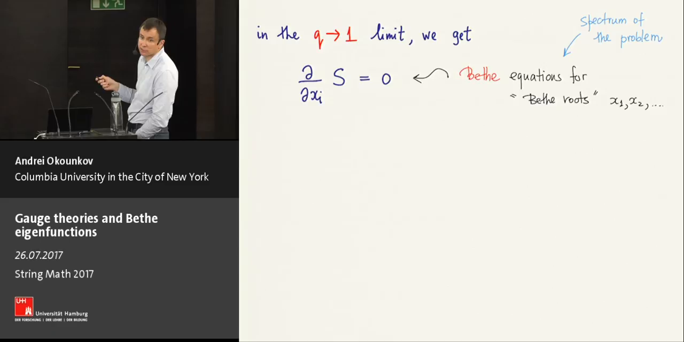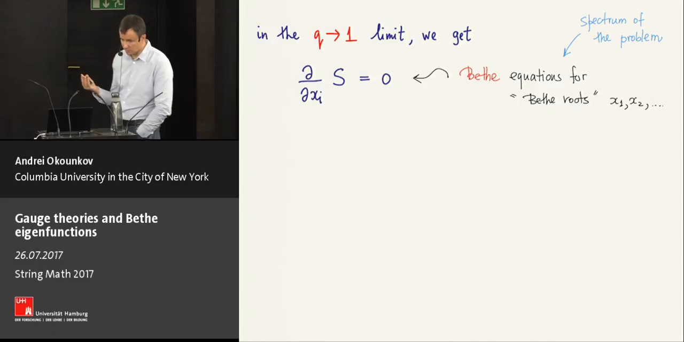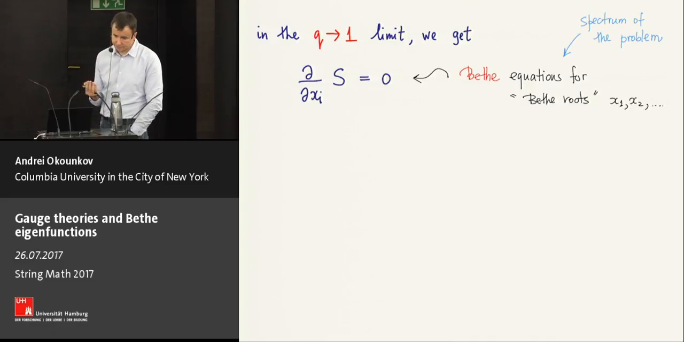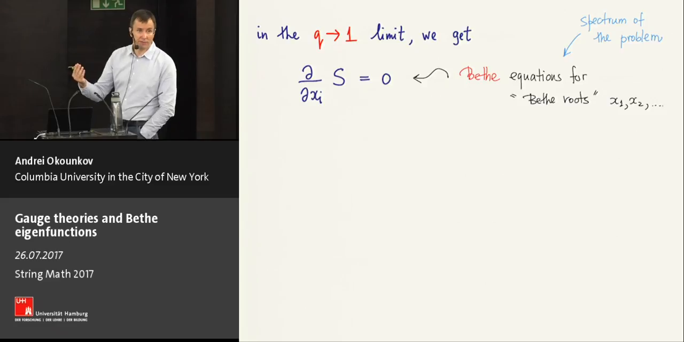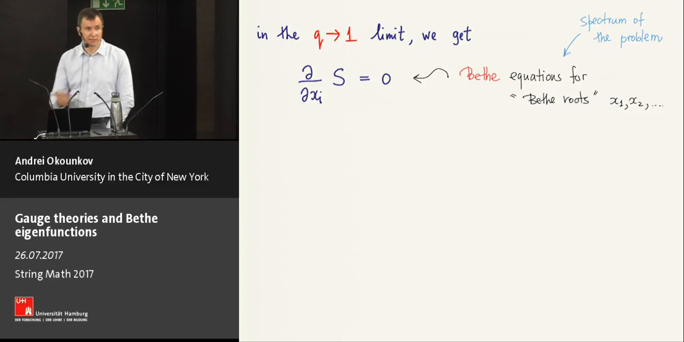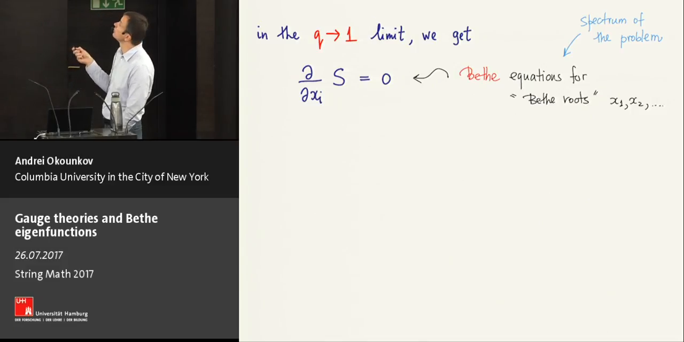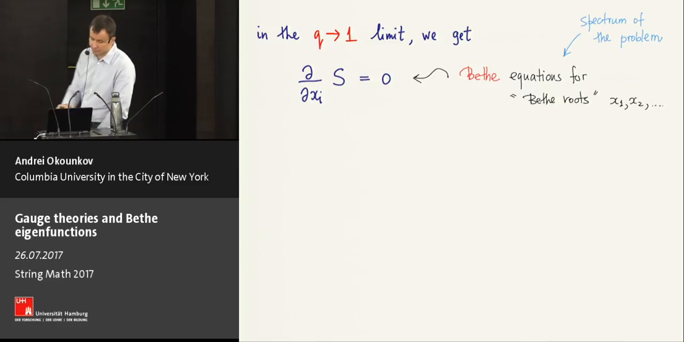So there'll be an equation on the integration variable X that says that the X's have to be a critical point of that function S, and this will be the Bethe equation. Bethe Ansatz has some things called Bethe roots. You can think of them as auxiliary variables in the problem, and the integration variable will become the Bethe roots, and the equations on them will be the critical point equation for some function S known as the Yang function.